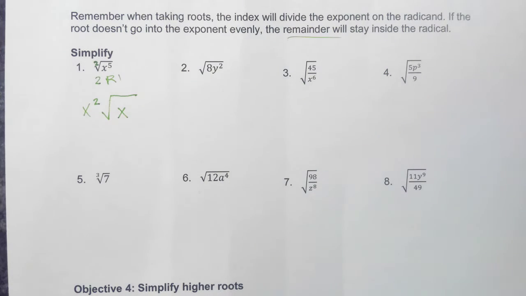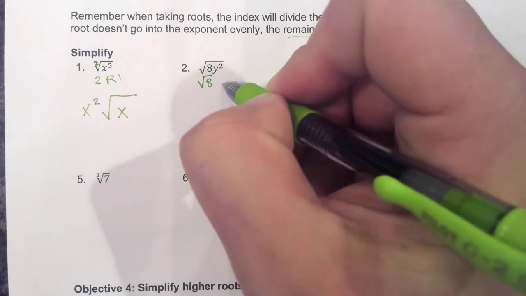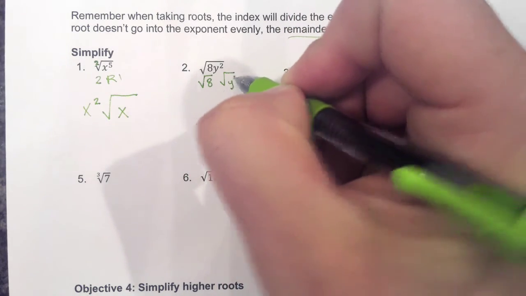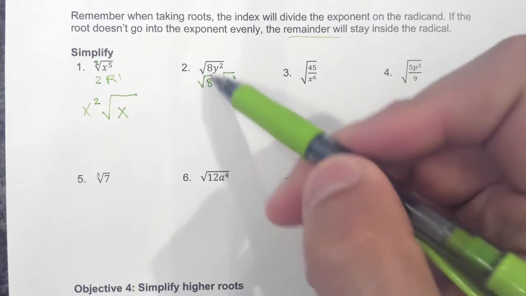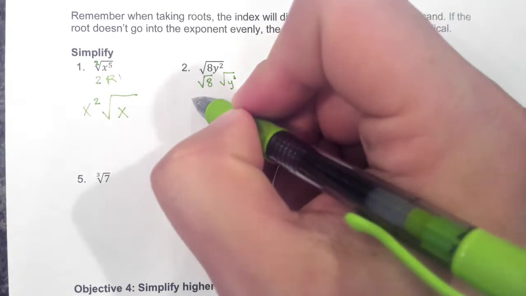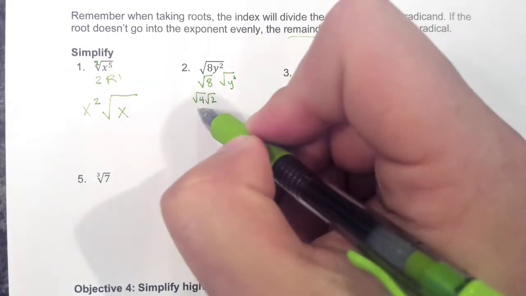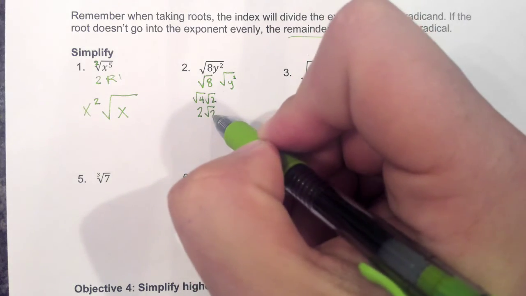On number 2, we add a coefficient, so we're just going to do it piece by piece. I would separate it into the square root of 8 and the square root of y squared. And this is just like we did yesterday. What's the perfect square that divides 8? It would be 4 times 2. The square root of 4 is 2, so we get 2 square root of 2.